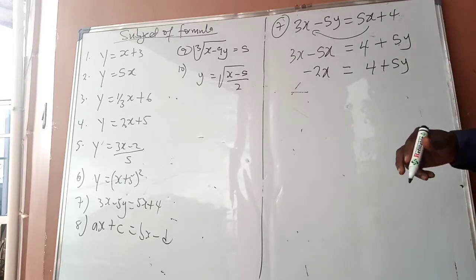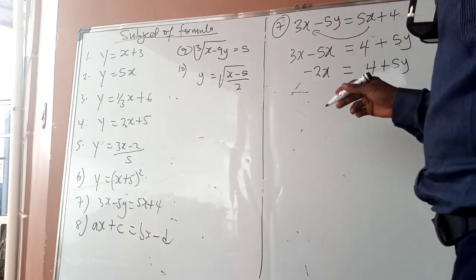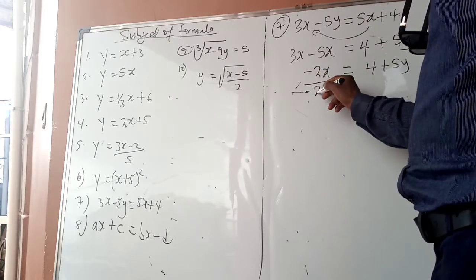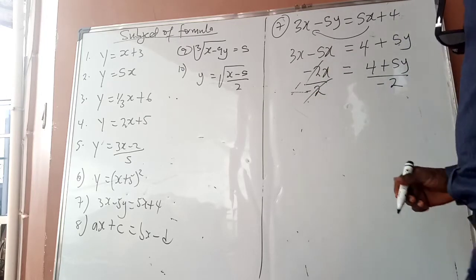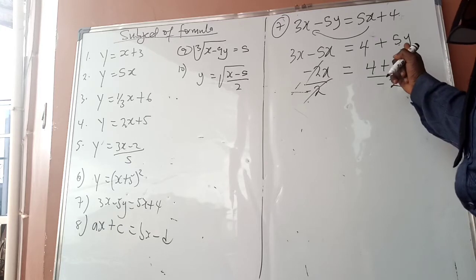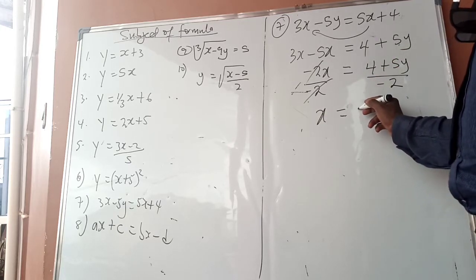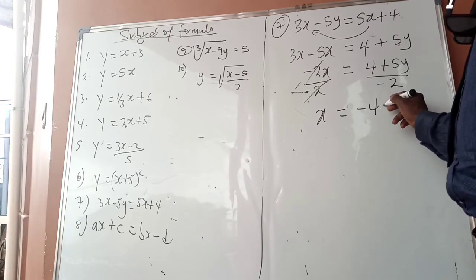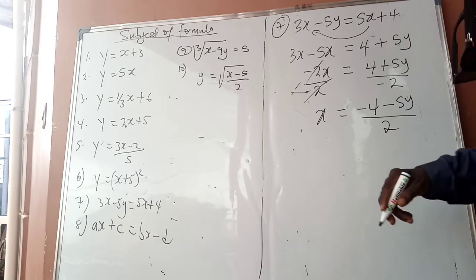So minus 2 is still disturbing our x. I have to divide both sides by minus 2. I have minus 2 over minus 2, and minus 2 cancels out. I can allow this negative 2 down here to affect everything that is upstairs. So I will have that x is now minus 4 minus 5y all over just 2. Do you understand now?